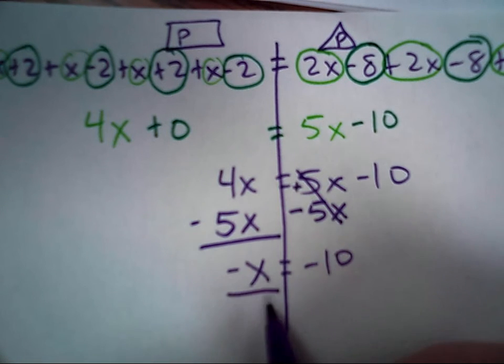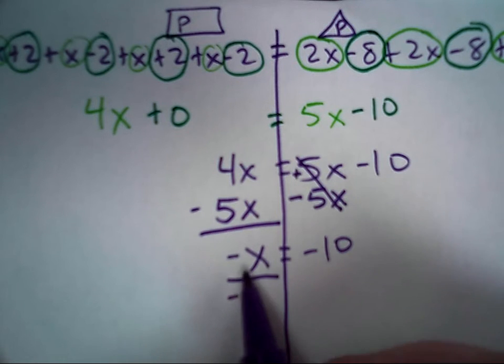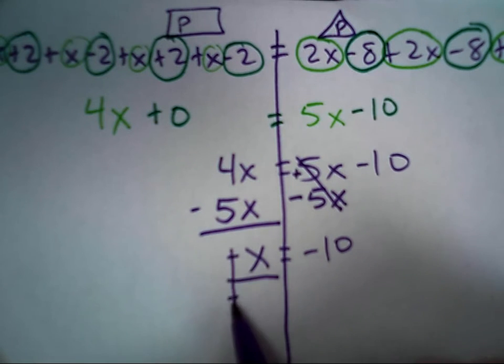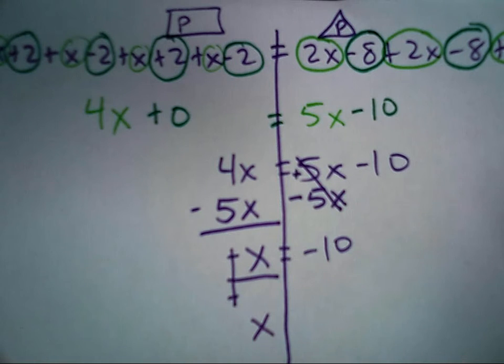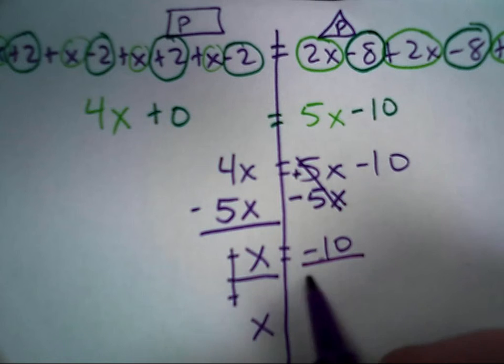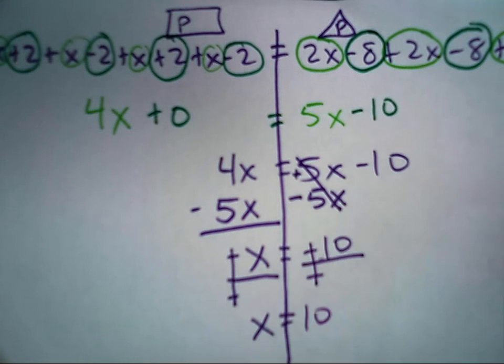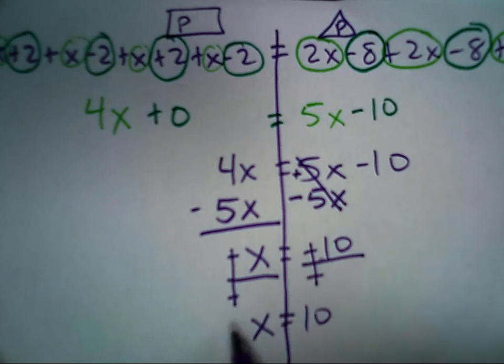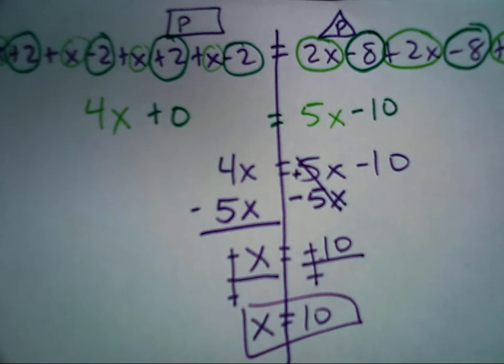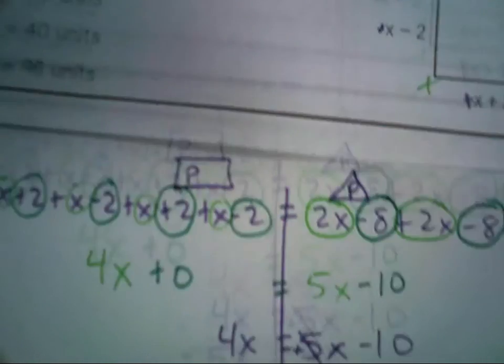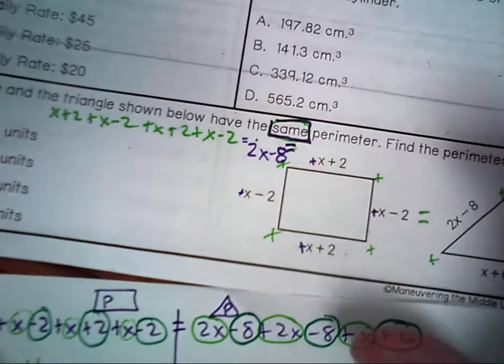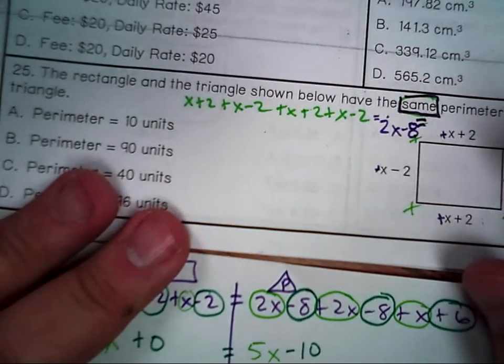Now, I have to get x all by itself, so I have to divide by everything that is not x. The only thing there is negative 1. And a negative divided by a negative gives me a positive x. If I do it to one side, I must do it to the other. So negative 10 divided by negative 1 is a positive 10. Now, this gives me x. The question is, find the perimeter of the triangle.